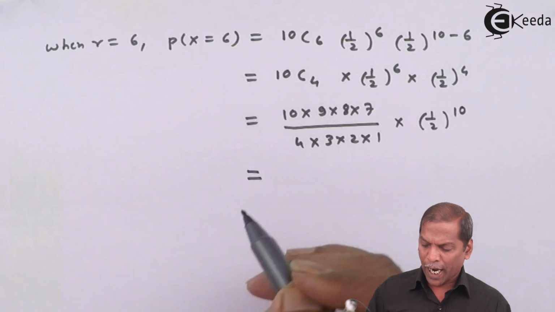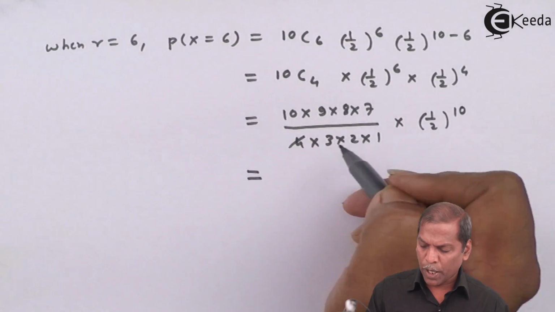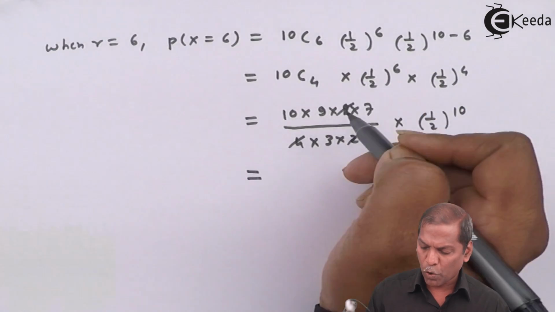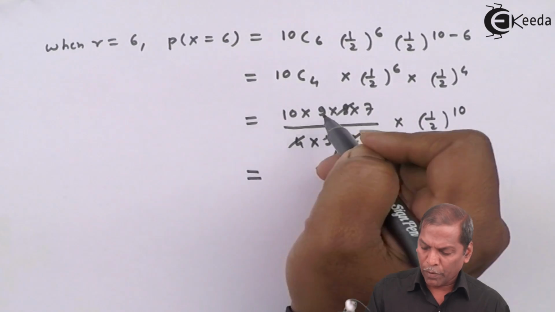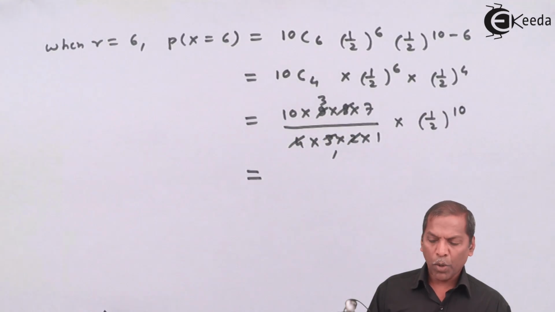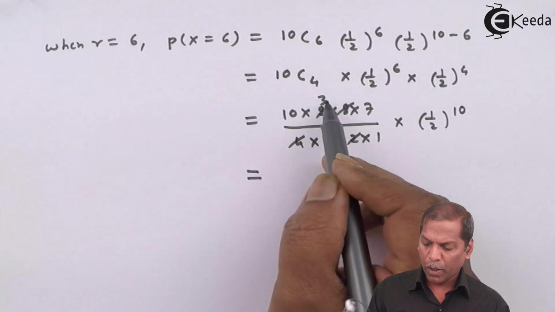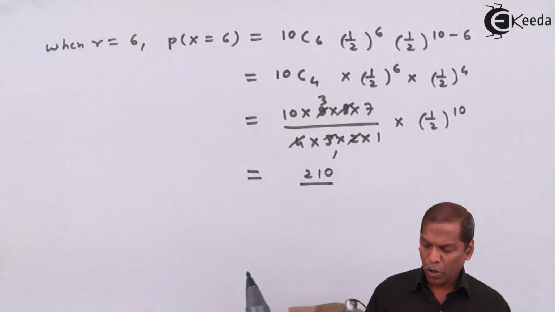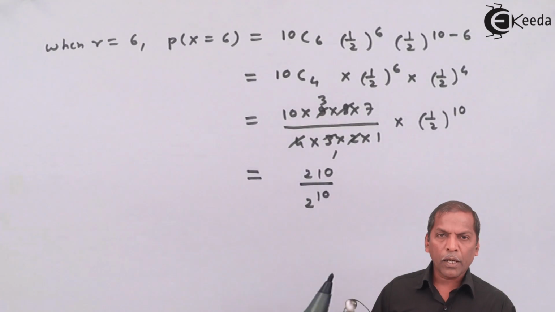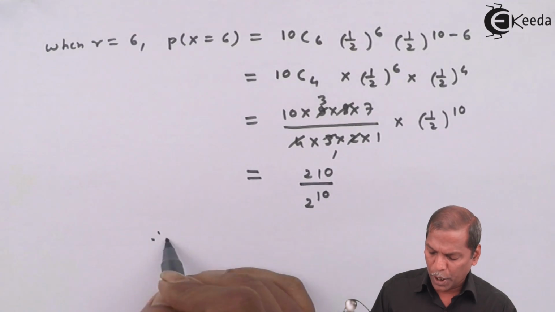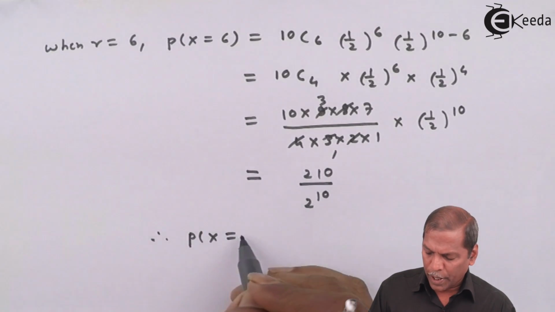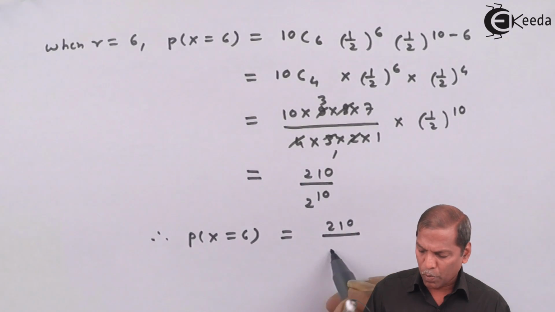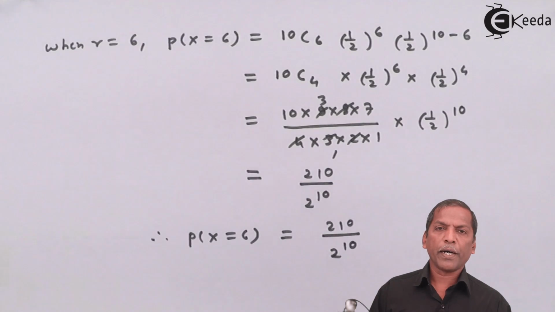Now here we go for cancellations: 4 ones are 4 and 4 twos are 8, so we cancel 8 from the numerator. And then 3 ones are 3 and 3 threes are 9. So 7 into 3, 21, multiplied by 10, so we get 210 upon 2 raised 10 in the denominator. So in this way, probability x equal to 6 is equal to 210 upon 2 raised 10.